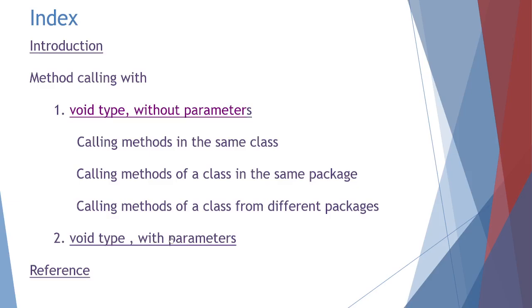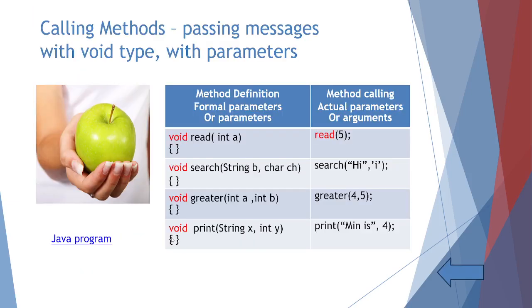Now void type with parameters. So someone is giving us parameters. That means the method definition has void read and int a. This is the parameter. User is giving this parameter. Void search string b character a. Greater int a int b. Print string x int y.